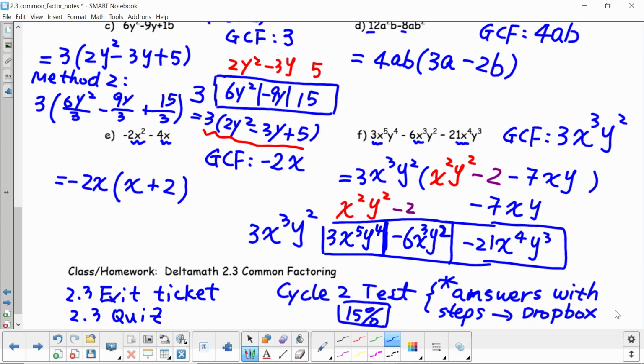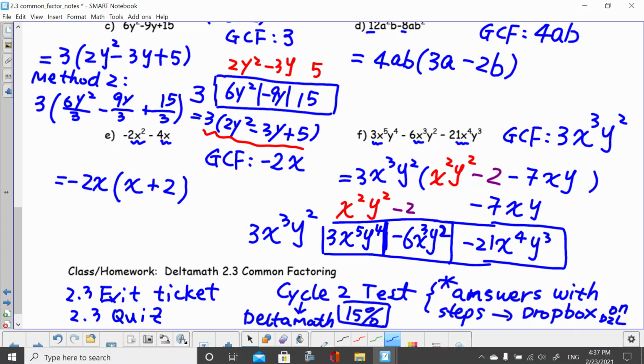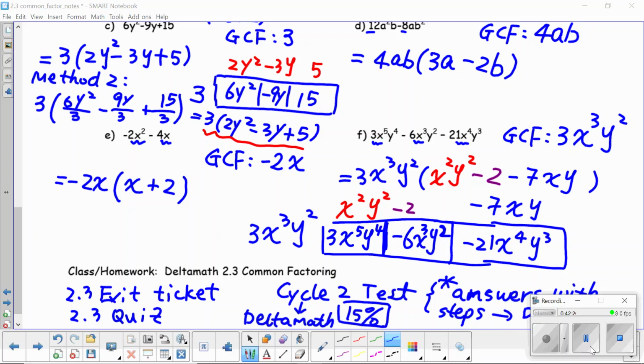This is on D2L. This one is not on Third Math. So on D2L, and the test is on Third Math. So you have 2 places you need to go. Third Math for your test. Okay, and answers, take pictures, put them into Dropbox on D2L. So that is all for today's lesson. Okay.